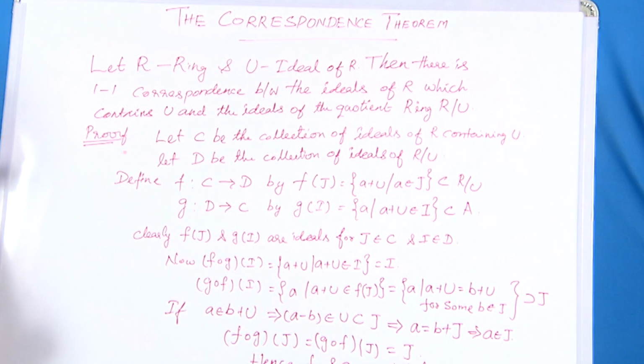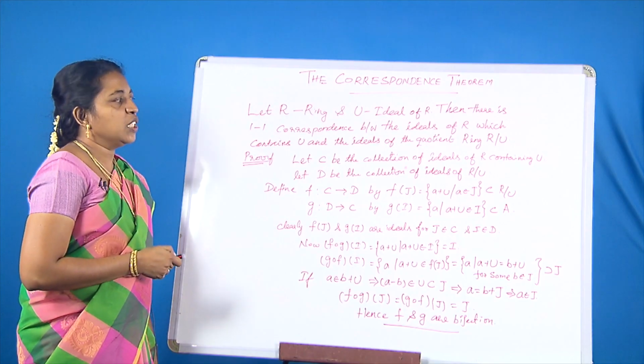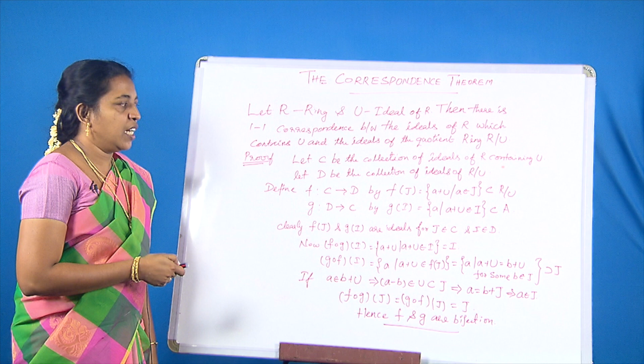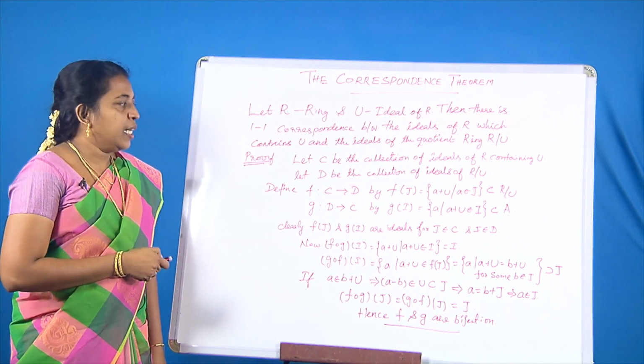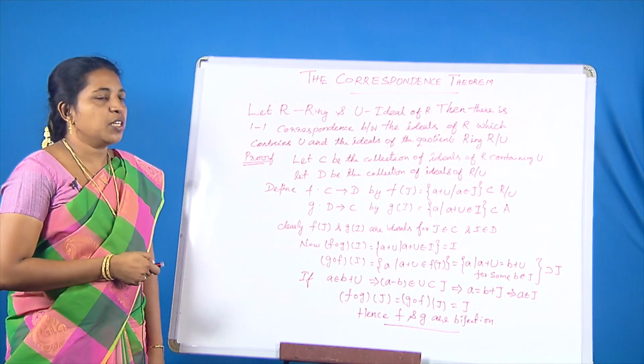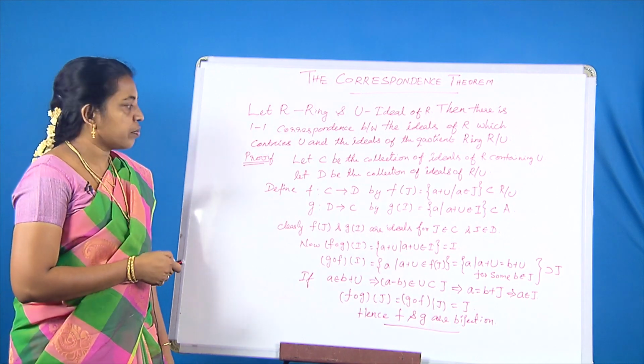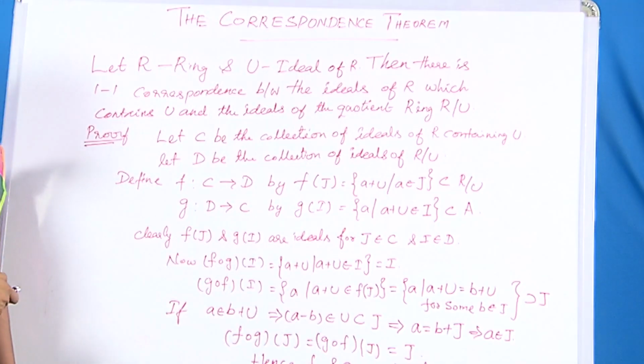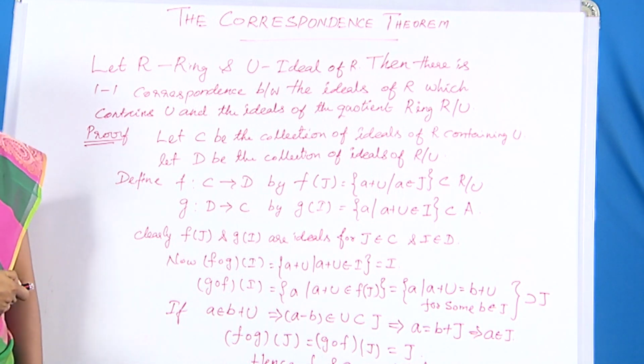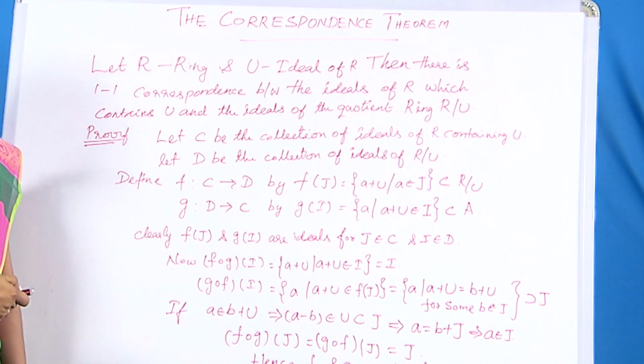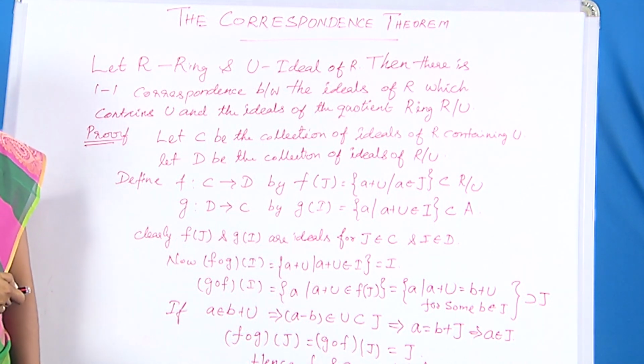In order to prove this theorem, we consider two sets. The first set is C, the collection of ideals of R containing U, and let D be another set, which is the collection of ideals of R by U. We define two functions f and g. The first function f from C to D is defined by f of J equals the set of all a plus U such that a belongs to J, which is a subset of R by U.